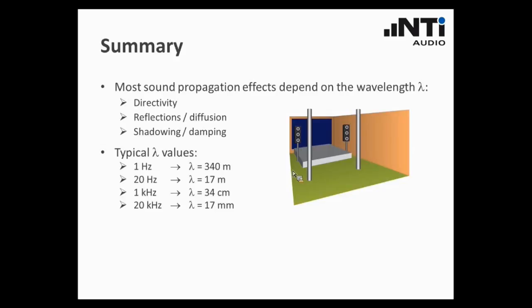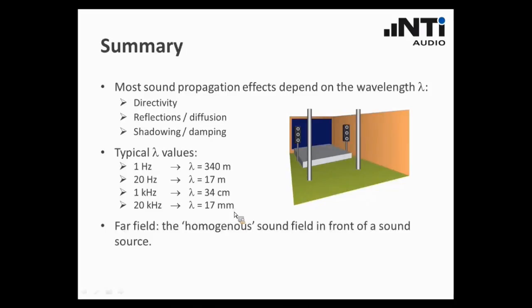And I have also once again listed here these typical lambda wavelength values, starting with the 340 meters for the 1 Hertz signal, just as a memory hook for the other values, from some meters down to a few millimeters in the audio frequency range. Remember that the far field is the homogeneous part of the sound field in front of a sound source. This is the area where we should place our measuring microphones and just avoid the near field due to its inhomogeneity.